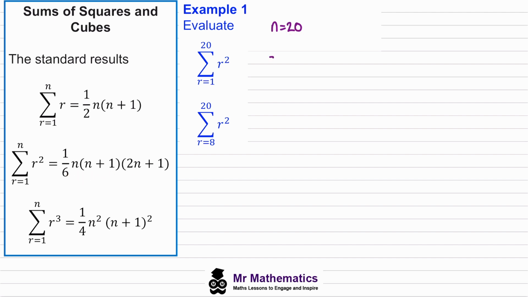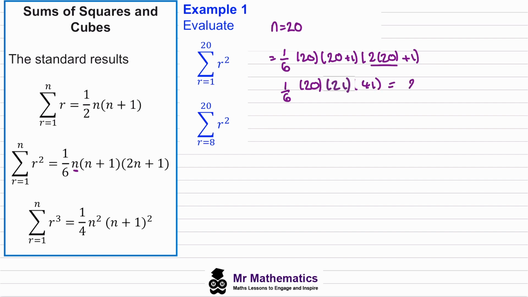So the sum will be 1/6 of n, which is 20, multiplied by 20 plus 1, multiplied by 2 lots of 20, also plus 1. And we can work out each bracket, so we get 1/6 of 20 multiplied by 21, multiplied by 41. And this works out as 2,870.